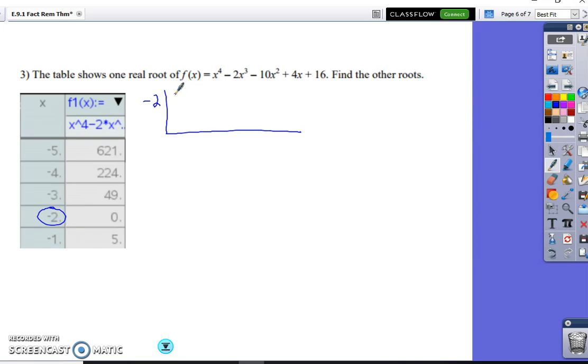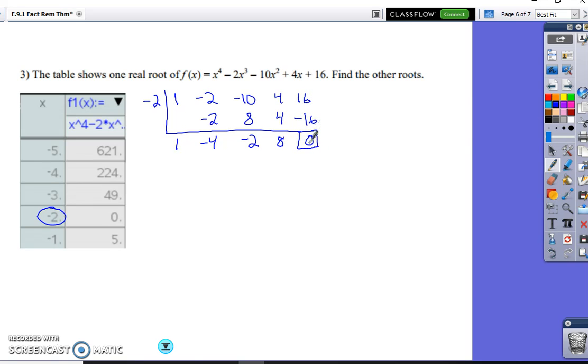Okay, so we put our coefficients in here. x to the 4th is 1, x to the 3rd is -2, x to the 2nd is -10, x to the 1st is 4, and x to the 0 is 16. Bring your 1 on down. 1 times -2 is -2. Add those together is -4. Multiply is +8. Add those together is -2. Multiply is a +4. Add those together is 8. Multiply is -16. Add those together, that's 0.